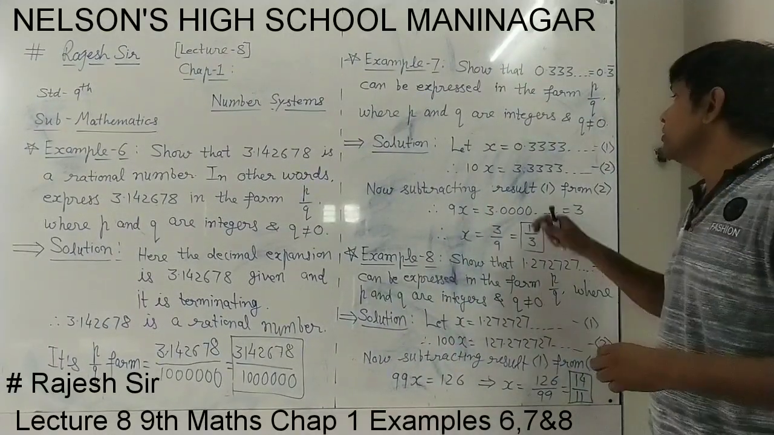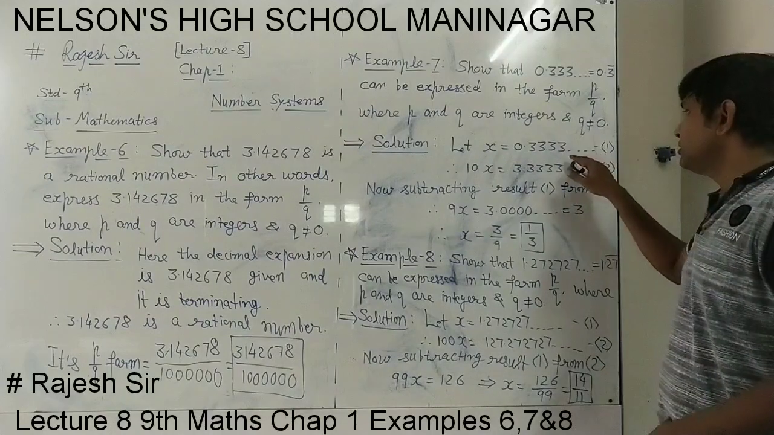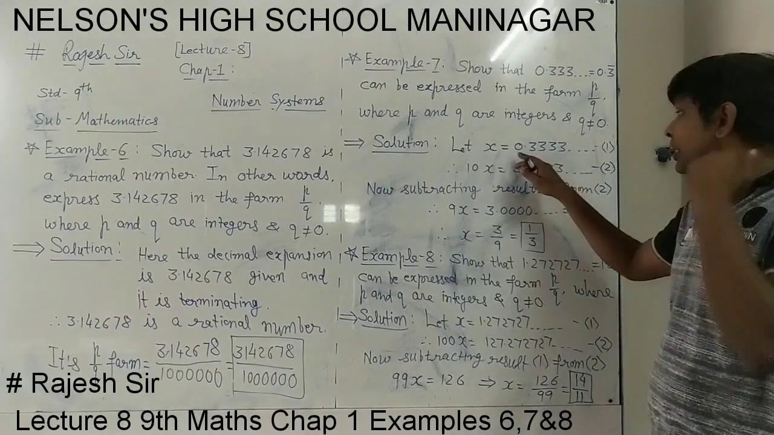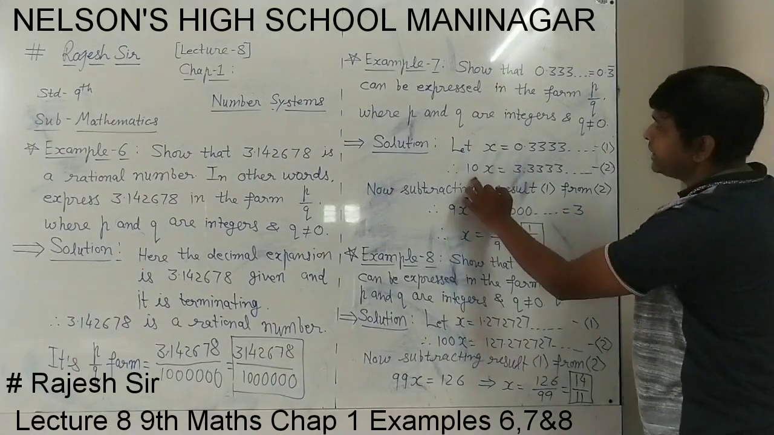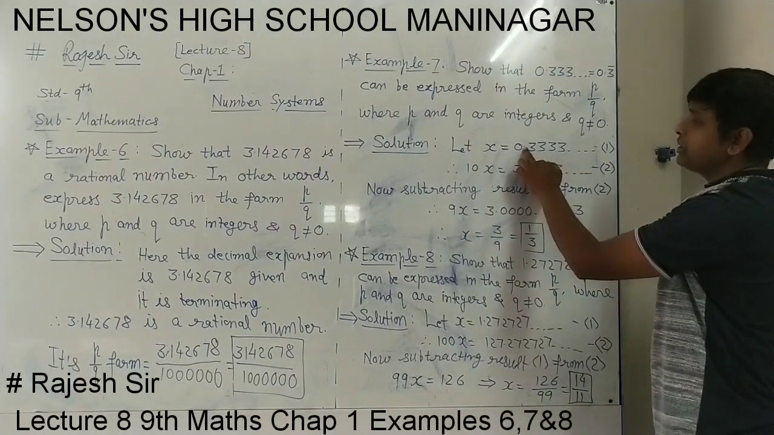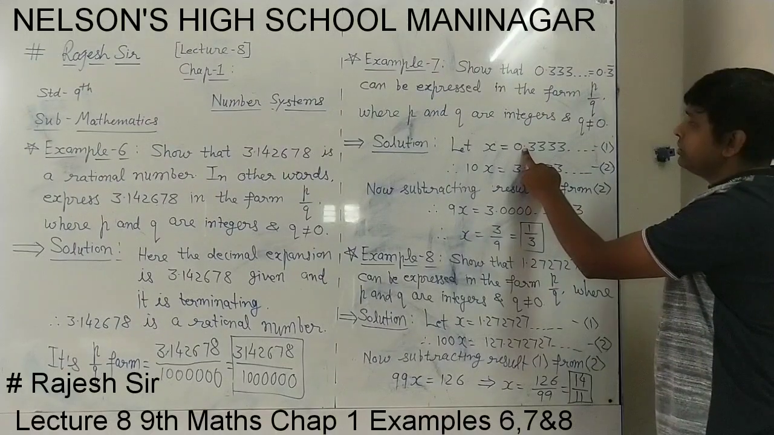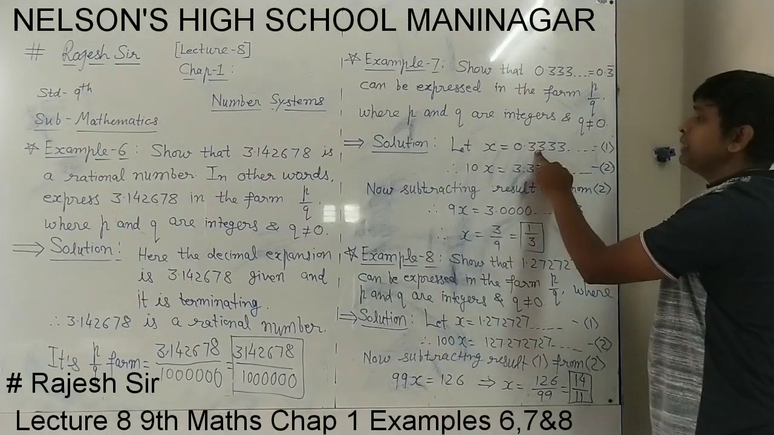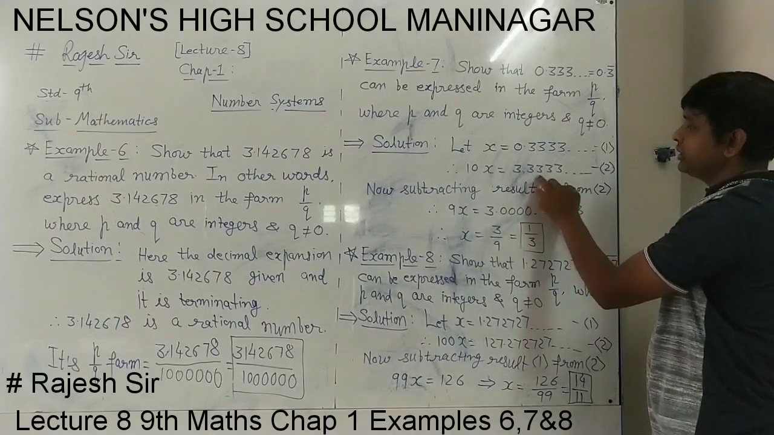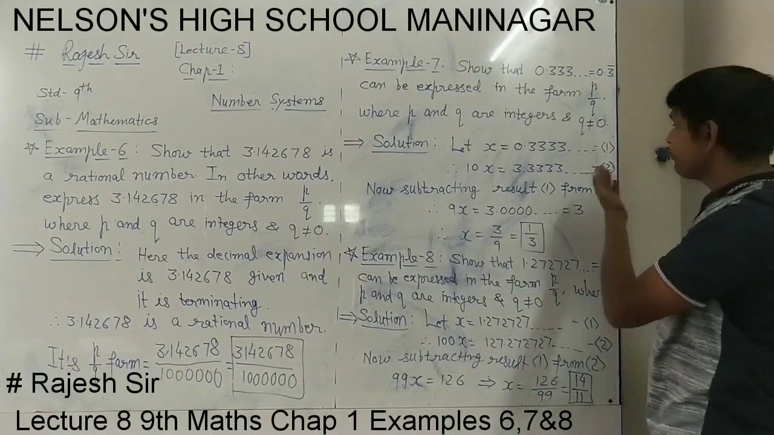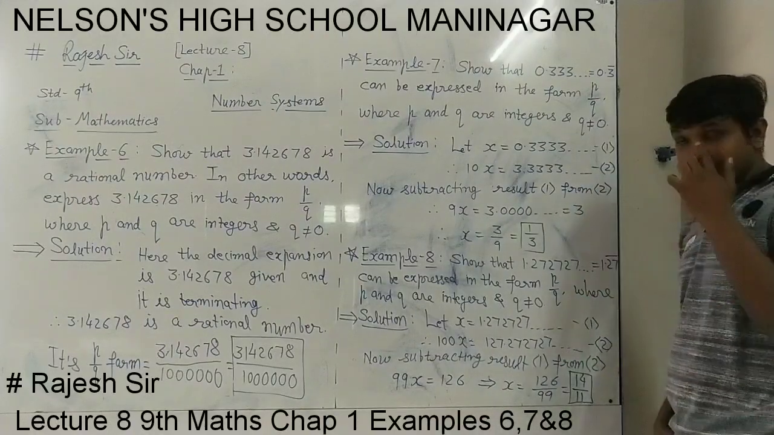The trick here: 0.3333 bar, 3 bar, means one digit is repeating, so I have multiplied by 10. In the same number, if you multiply by 10, x will be 10x, and on multiplying by 10, the decimal point will move after one digit. So this number will now be 3.3333 bar, and say this is result 2.